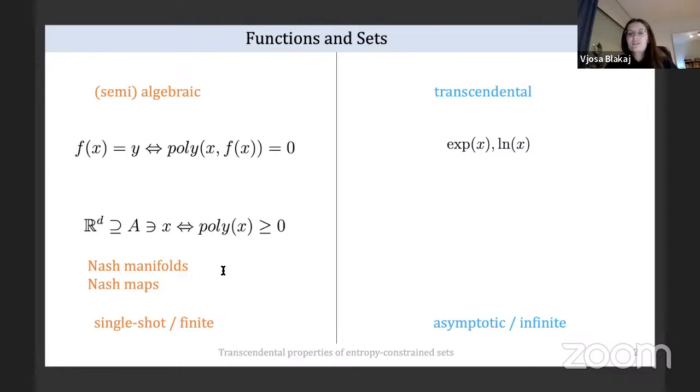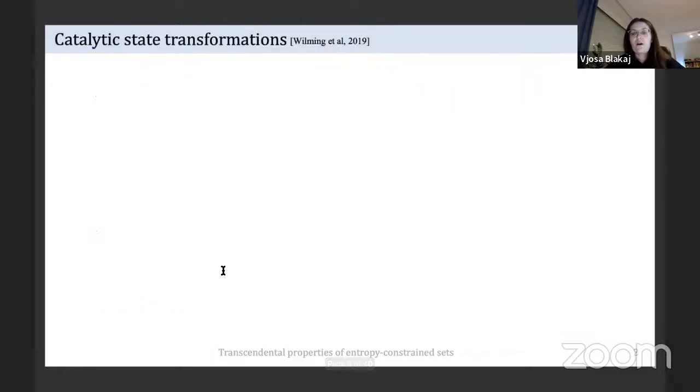So why do we care about these things, or how are these related to quantum information theory? So basically, this separation between transcendental and semi-algebraic often comes hand in hand with separation between single shot settings and asymptotic settings, or finite theories and infinite theories, basically. So this is the idea behind why we wanted to make use of this in our work also. Before I dive more into our work, I want to talk about the motivation which led us to work on these specific sets. So there are catalytic state transformations, which were basically worked on by Wilming and co-authors in 2019.